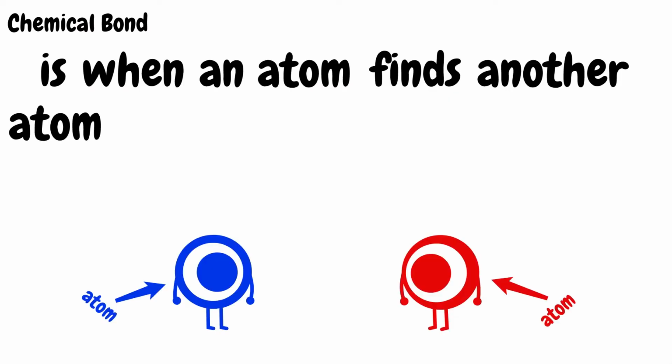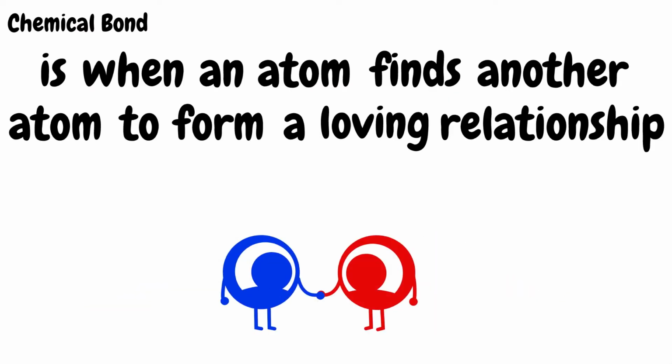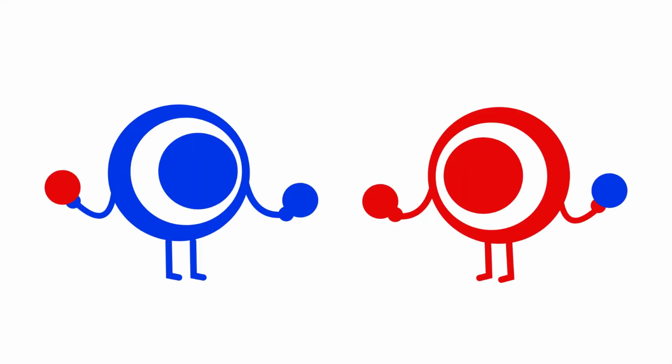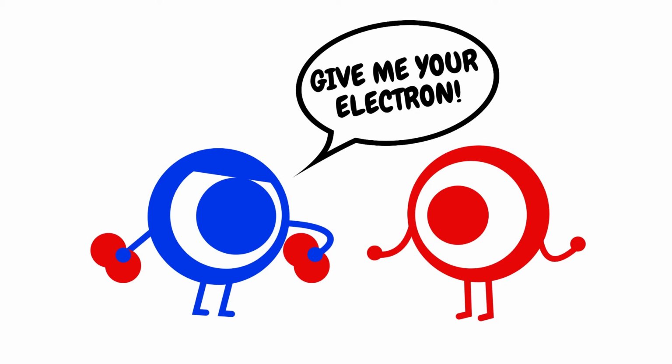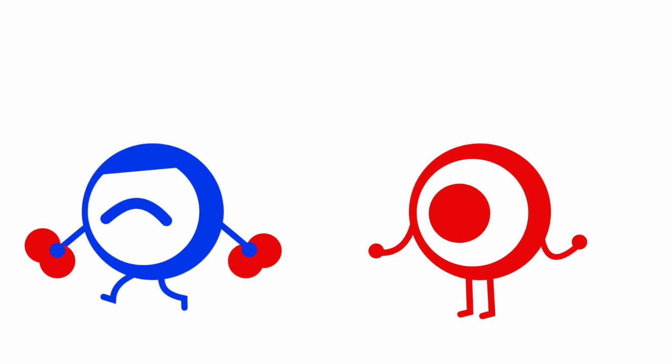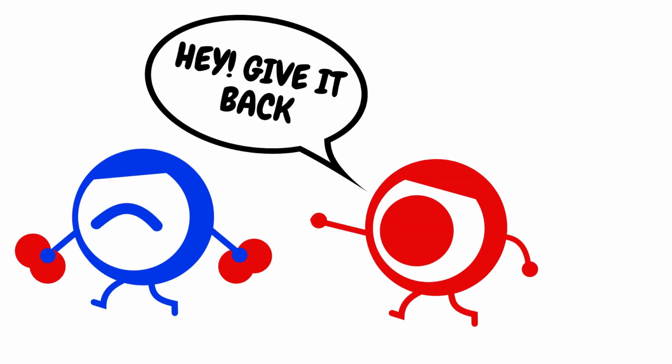And here is where things get sticky. It's all because of chemical bonds. And okay, hold on. What does the word bond mean? A bond is like a connection between things, like puzzle pieces. A chemical bond is where an atom finds another atom to form a loving relationship as a couple. They can share their electrons together or steal an electron from another atom so that it can have it as its own electron to satisfy their own needs.